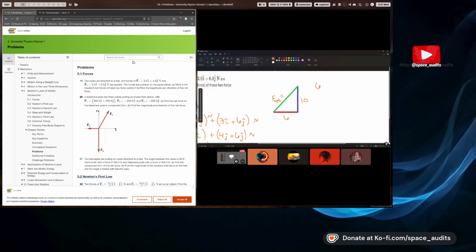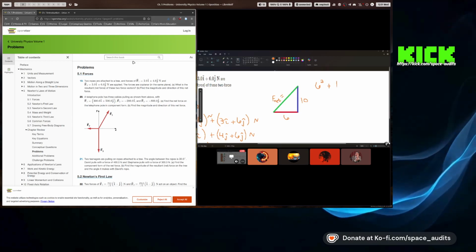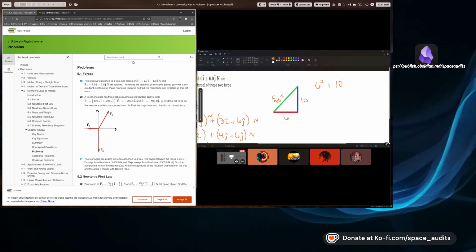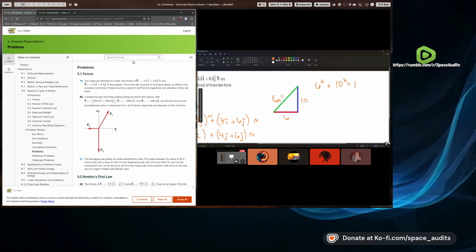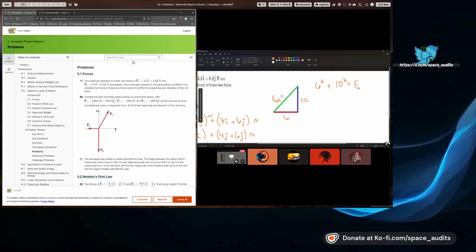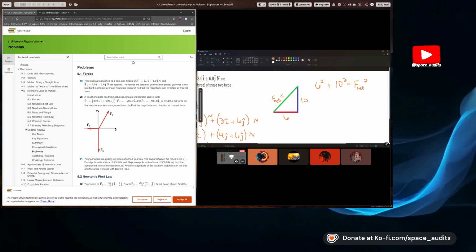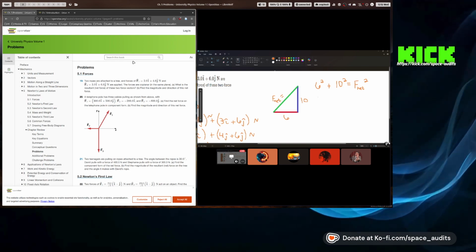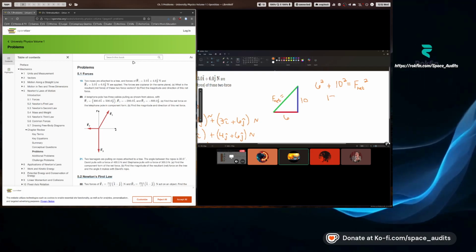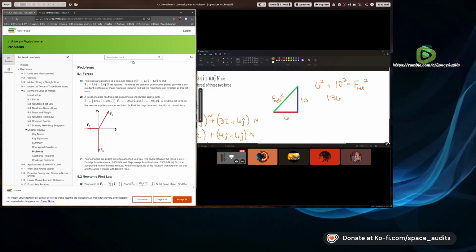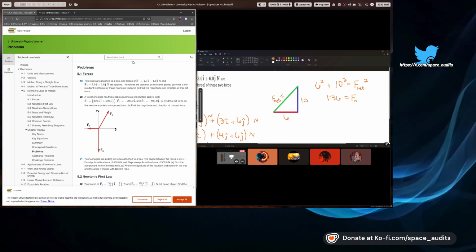So 6 squared plus 10 squared equals F net squared, which is, 6 squared is 36. This is 100. So I've got 136 equals F net squared.